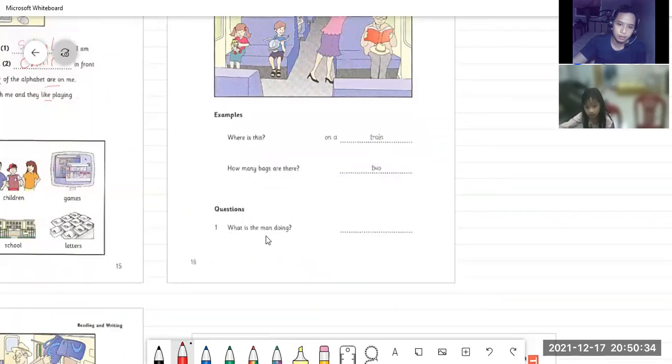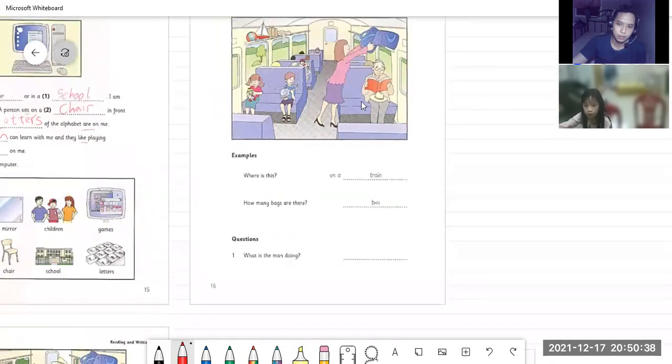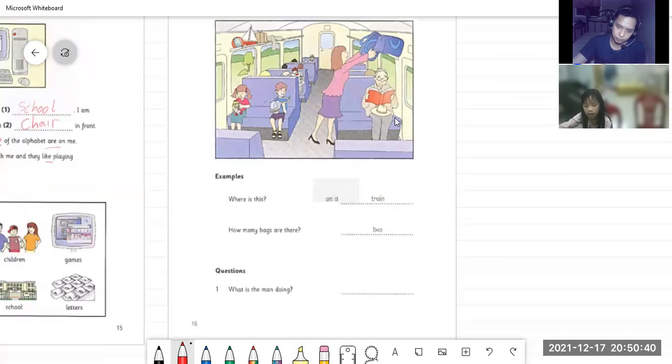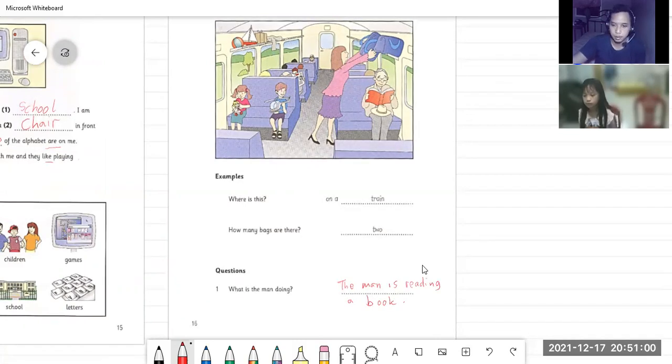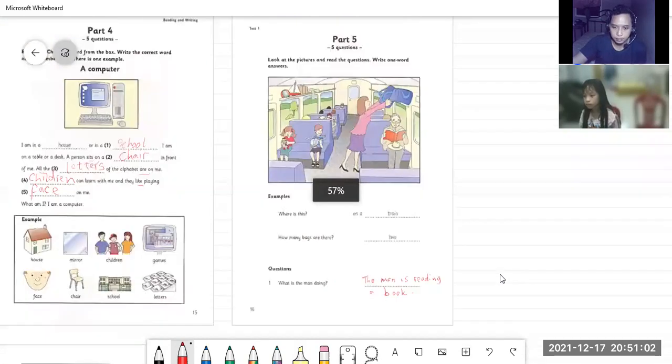What is the man doing? What is the man doing? The man is reading. The man is reading a book. A book. Okay, very good. Next.